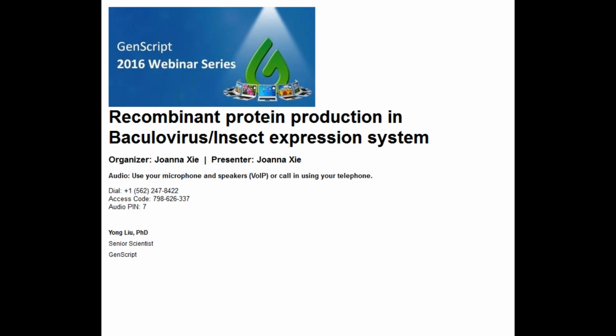How do we store the baculovirus solution? Typically, it's stored at 4 degrees. I wouldn't recommend storing at -20 or -80. For a few months, say 3 to 6 months at 4 degrees, you can expect good titer. You can still reconstitute and use for infection.